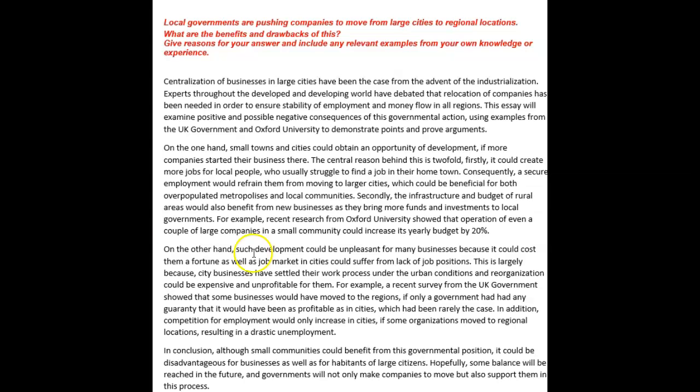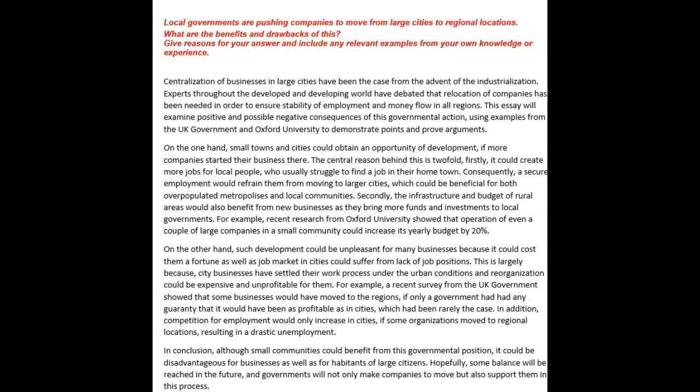This is largely because, no comma here, city businesses have settled their work process under the urban conditions, and reorganization could be expensive. I don't know what this means. Settled their work process? That's a little strange expression. Could be expensive and unprofitable for them. For example, a recent survey from the UK government showed that some businesses would have moved to the regions if only a government had had any guarantee, careful with your spelling, that it would have been as profitable as in cities, which had rarely been the case.